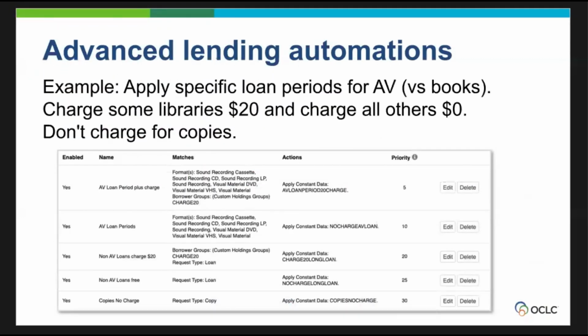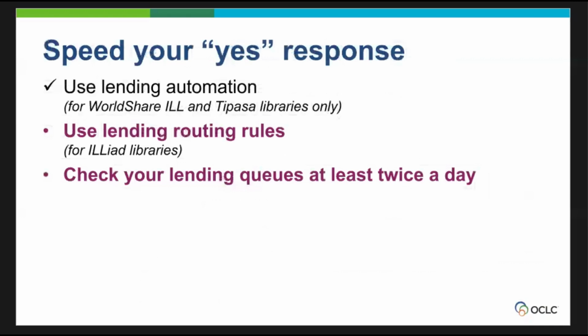So lending automation is a tip to get to yes faster. Also, if you have ILLiad, you'll want to work with Atlas to make sure your routing rules are working for you, doing the things that you want. I'm not as familiar with lending routing rules as I am with borrowing routing rules, but you probably have some lending routing rules as well. But they're simpler than our borrowing routing rules, let's put it that way.